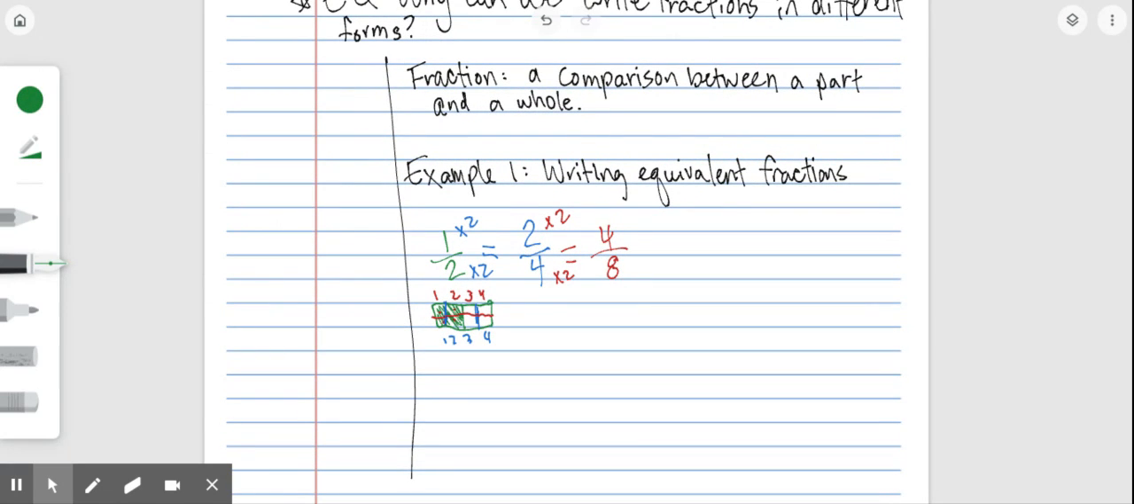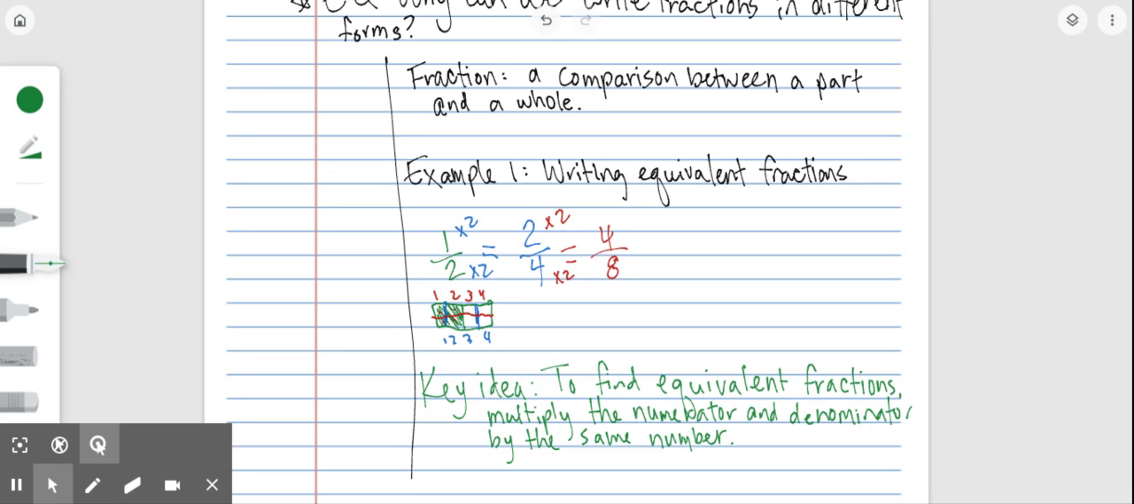So let's write our key idea for today. Key idea: to find equivalent fractions, multiply the numerator and the denominator by the same number. Now this works, remember, because I'm splitting that original fraction into more pieces.